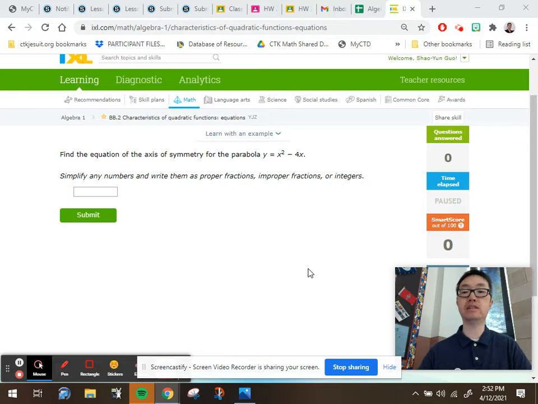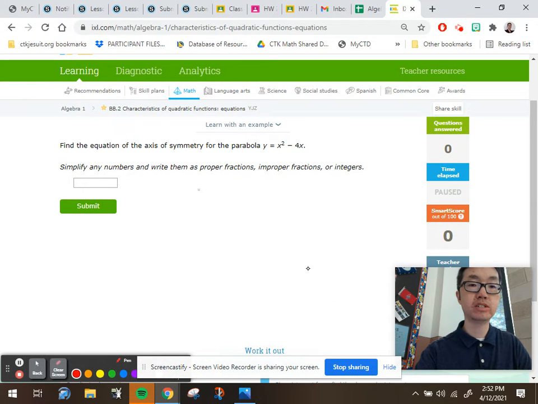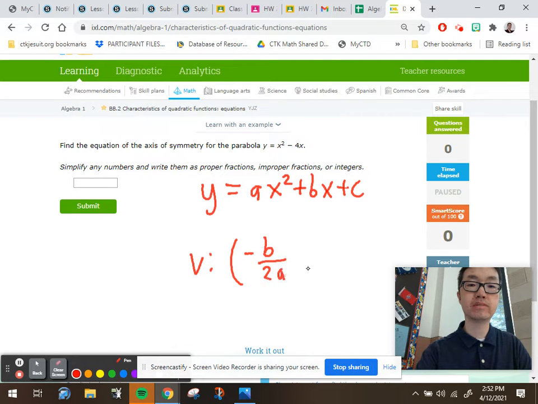All right, the big idea is you can find the vertex given an equation of a parabola. No matter what situation, as long as it's written in this kind of format, you can find the vertex using this formula, negative b over 2a. And then after you find what that is, you substitute the x back in, and then you'll find the y value of the vertex. Okay, so we're going to find the x value for this problem because it's asking for the axis of symmetry.